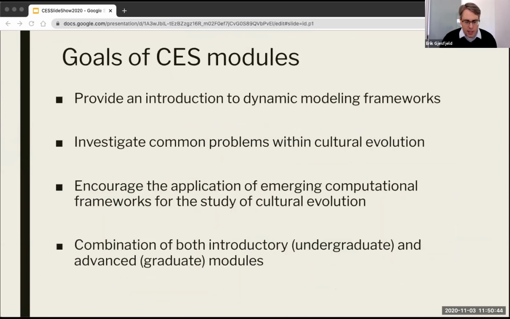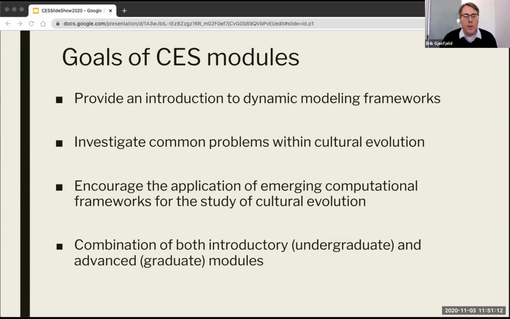So I want to start out then by just talking about the justification, or why we started to develop this particular module. When we originally applied to develop a module for these Cultural Evolution Society modules that were funded by the John Templeton Foundation, we wanted to hit on some of the key goals of these modules. One of those was to introduce dynamic modeling frameworks.